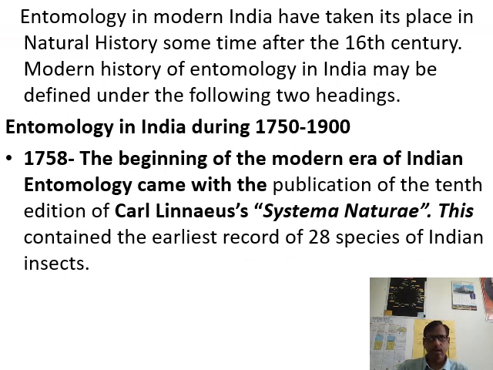Entomology in modern India took its place in natural history sometime after the 16th century. Modern history of entomology in India may be defined under the following two headings. One is entomology in India during 1750 to 1900. In 1758, the beginning of the modern era of Indian entomology came with the publication of the 10th edition of Carl Linnaeus's Systema Naturae. This contained the earliest record of 28 species of Indian insects.